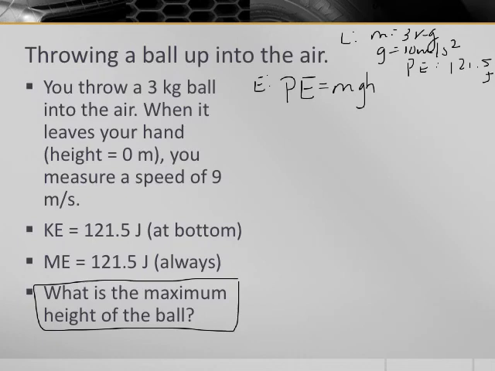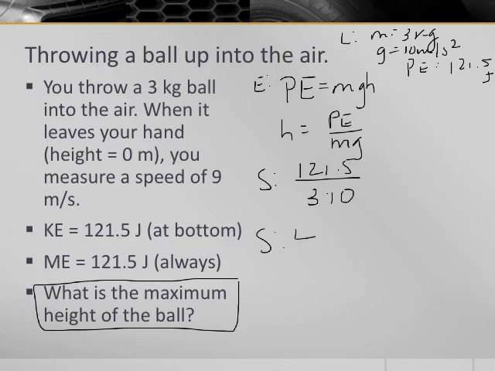If we are wanting to find the maximum height, we can rearrange our PE equation for h. So it's going to be h is equal to PE over mg, and then substitute in our knowns. We know PE is 121.5 over 3 times 10, or 121.5 divided by 30, which is going to be 4.05, and since we're solving for height, units are meters.